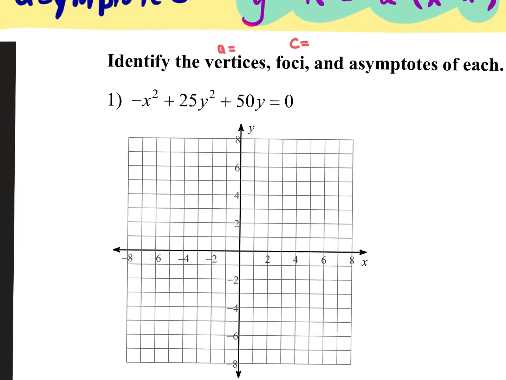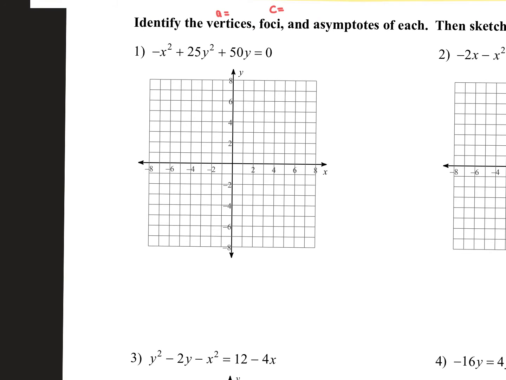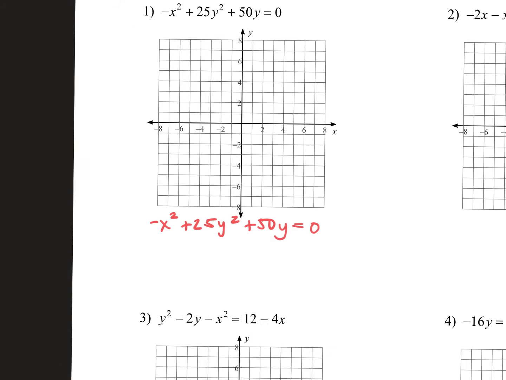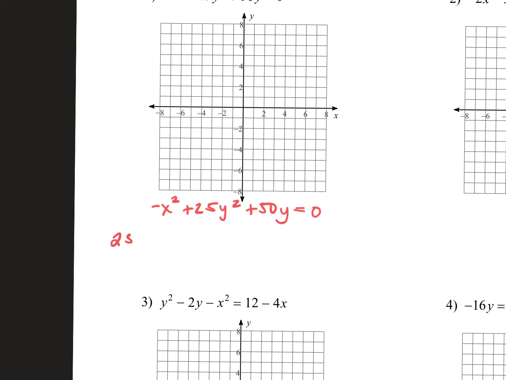So in a question like this, I have negative x squared plus 25y squared plus 50y equals 0. That's nowhere near in standard form what we need it to look like. So let's work this problem out so we can get it in standard form. I'm going to take my 25y squared, and I'm going to take my 50y plus the box because we're going to complete the square. And then I'm going to say negative x squared and then equals 0.